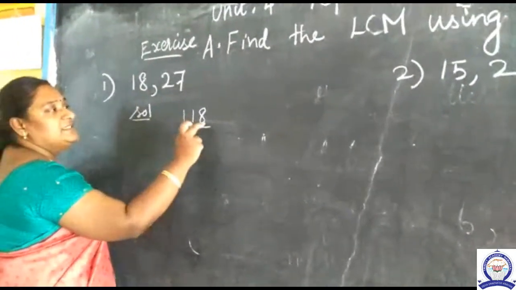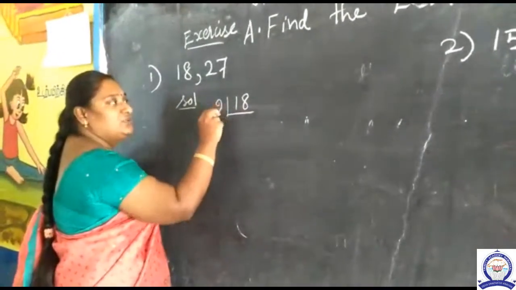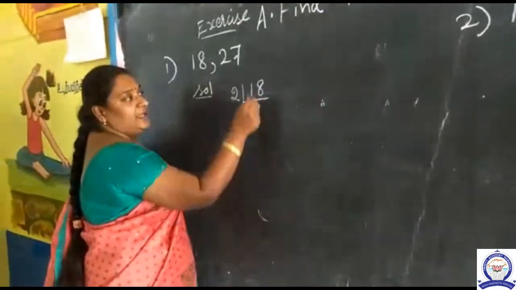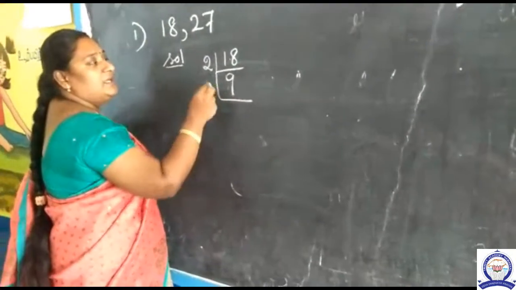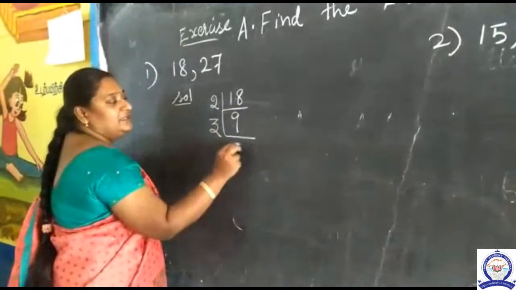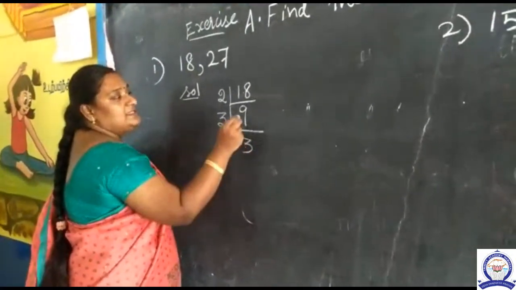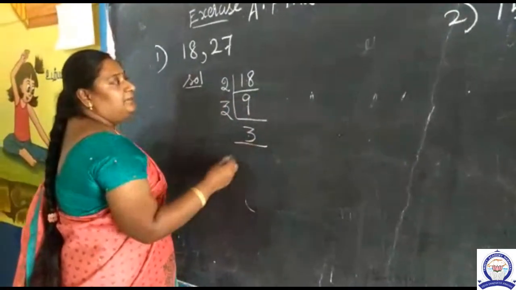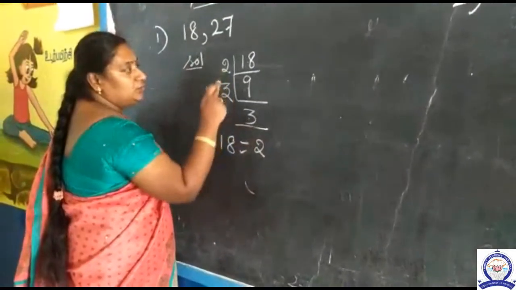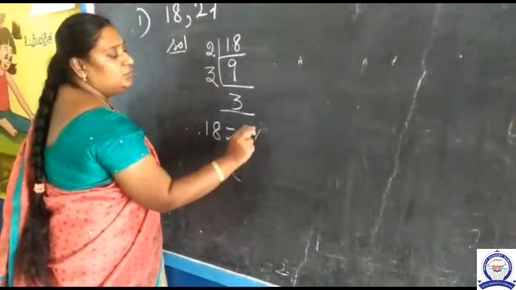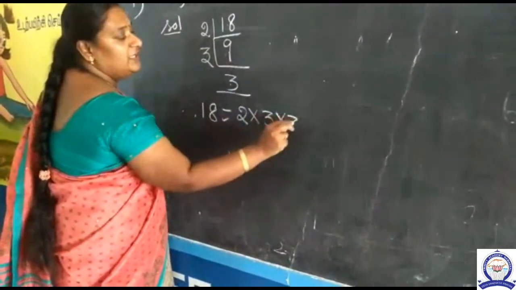So, 18. See the last digit, even number. So start with the 2 table. 2 9s are 18. So 9 is an odd number. Start with 3. 3 3s are 9. Therefore, 18 can be expressed as 2 into 3 into 3.